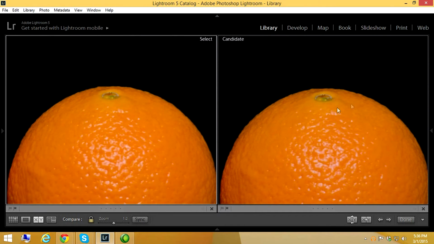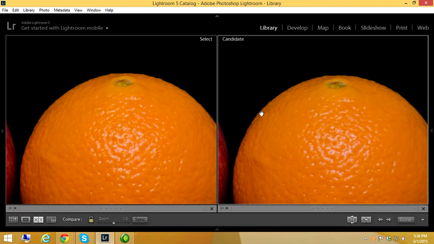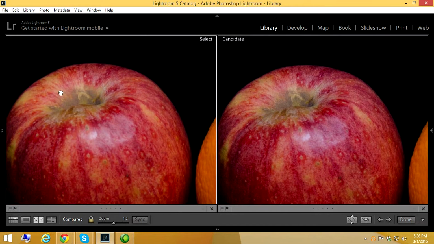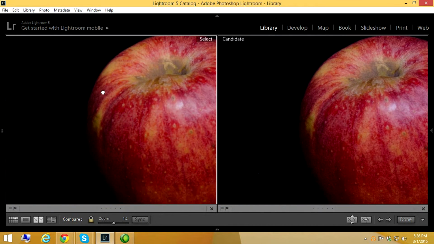The navel is nice and crisp. I'm looking at the transition also between the edge of the orange to the black in the background, and I don't really see any fringing or spots or just unclarity or whatever.